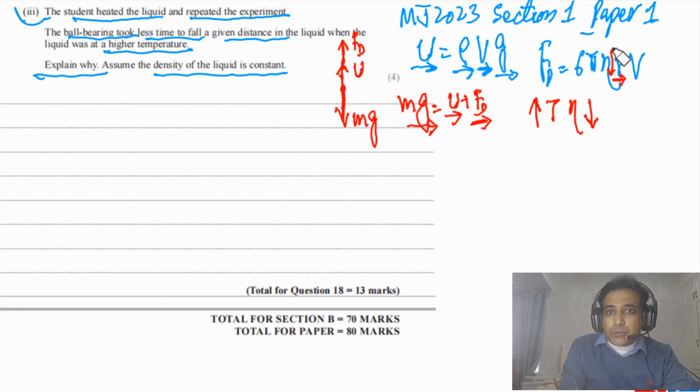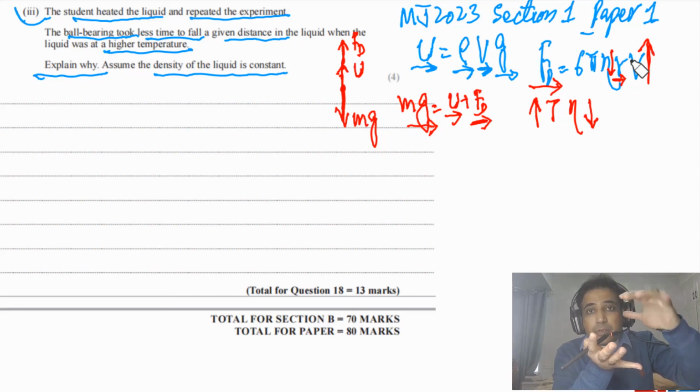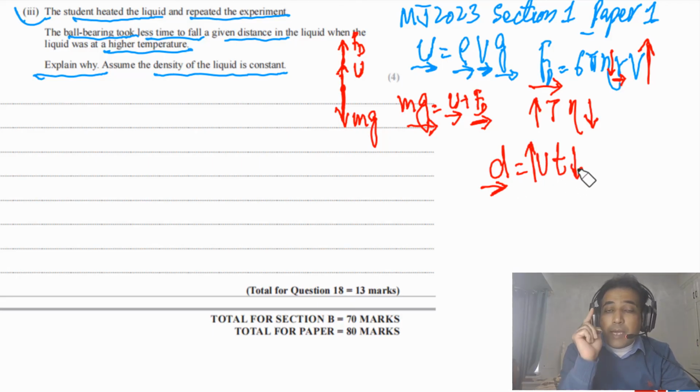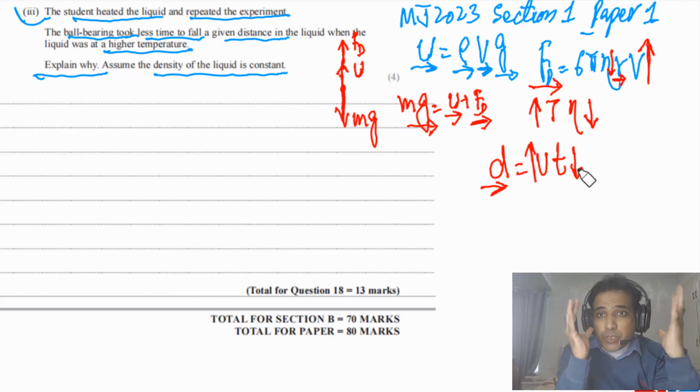So drag force is constant, so if viscosity goes down and this quantity is constant, the velocity has to increase. So as velocity increases, for the same distance covered, distance is equal to v times t. So for any given distance, if the speed is greater, the time taken to cover that distance will be shorter. So that's the reason it takes less time to cover a given distance. We are talking about when it is falling at terminal velocity. So these are the points you need to write down in your answer.